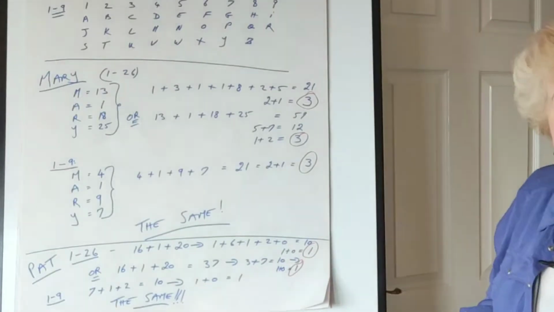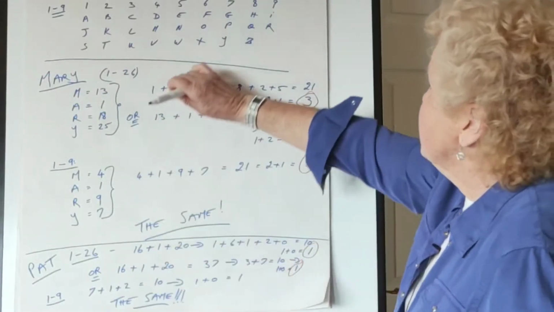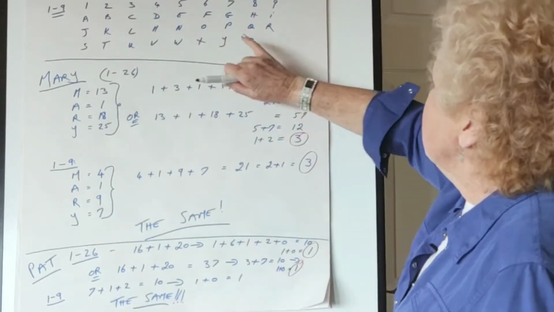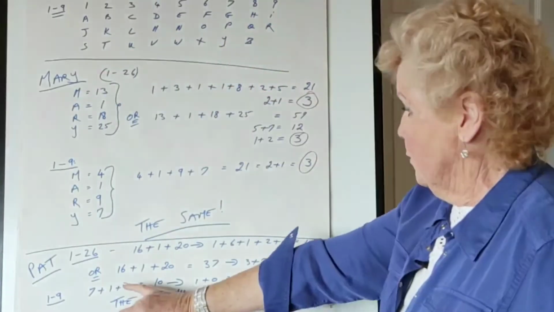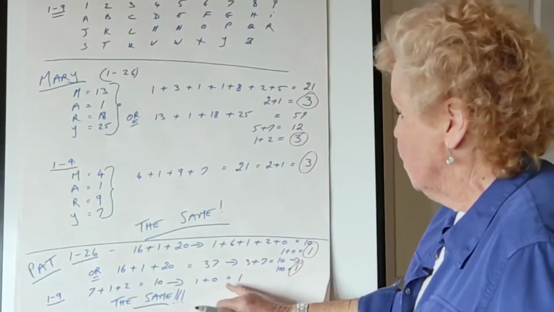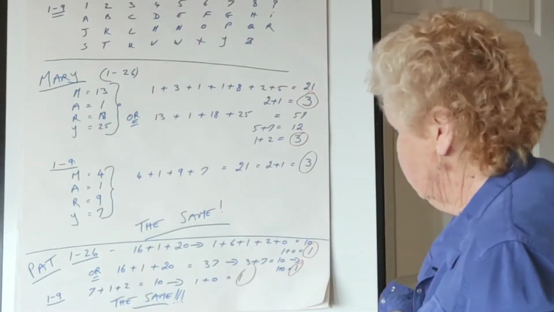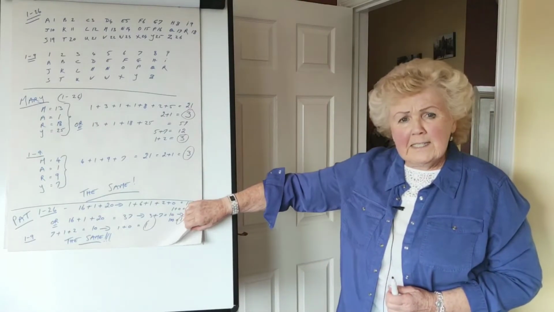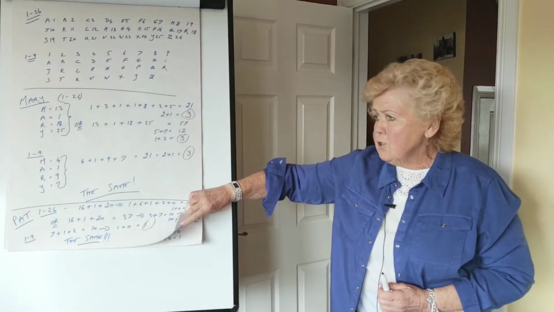Let's try the 1 to 9 with Pat. P is a 7. A is the 1, and T is 2. So we've got 7 plus 1 plus 2 equals 10. 1 plus 0 equals 1. So it's the same whether you use the 1 to 26 or the 1 to 9, the single digits. Now, how do you explain that?